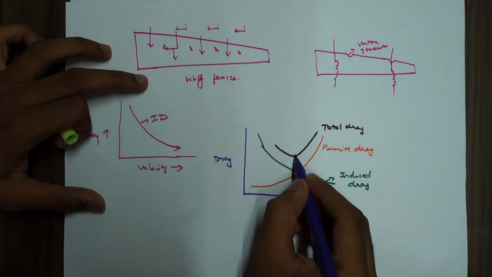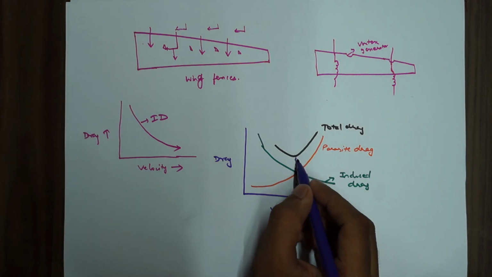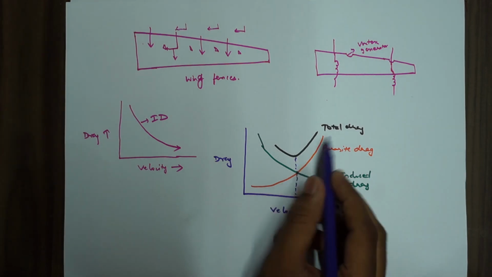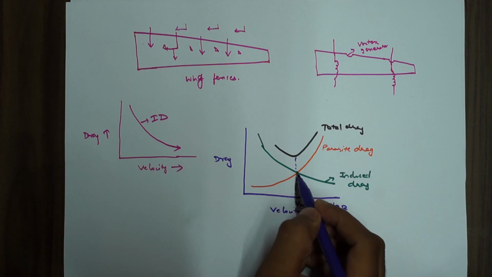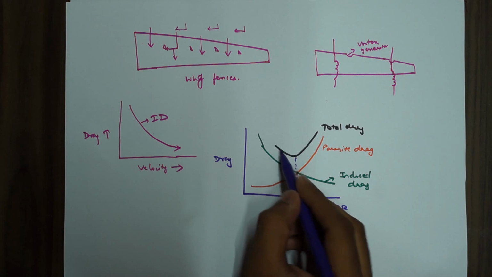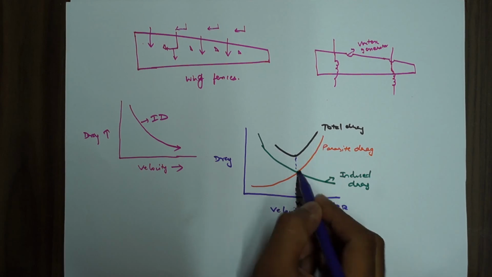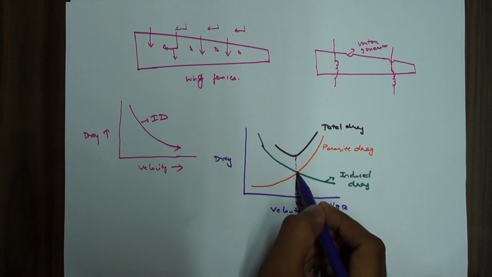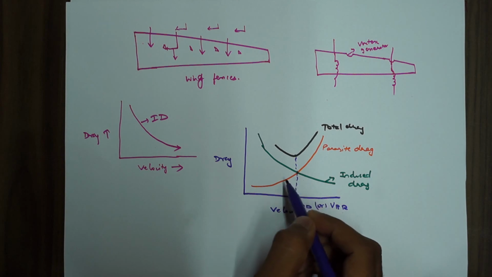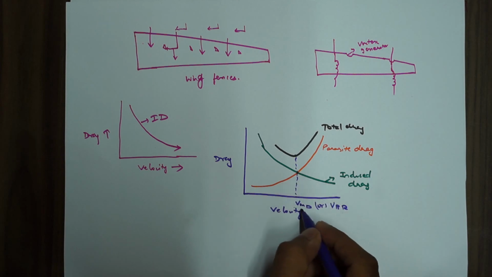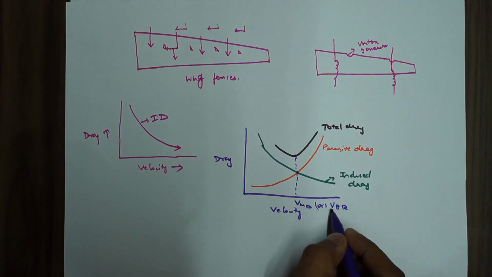It's almost coinciding with the minimum point of the total drag. So why is this important? This specifies that at this point the drag is least. As you can see in the total drag curve as well, the drag is least, and here the parasite drag and induced drag are at the intersecting point and at the least. This is called the minimum drag speed, VMD, or best range speed or velocity, that is VBR.